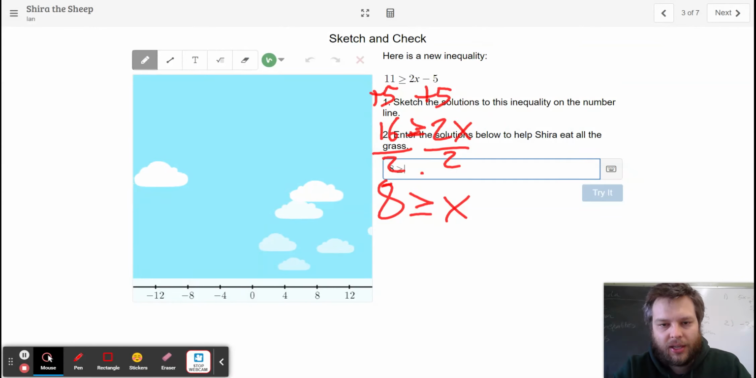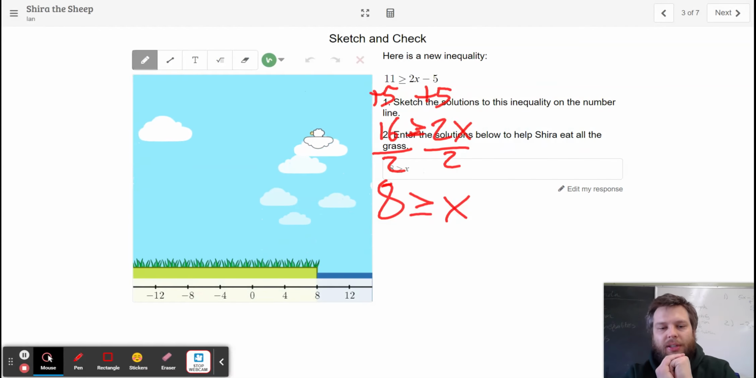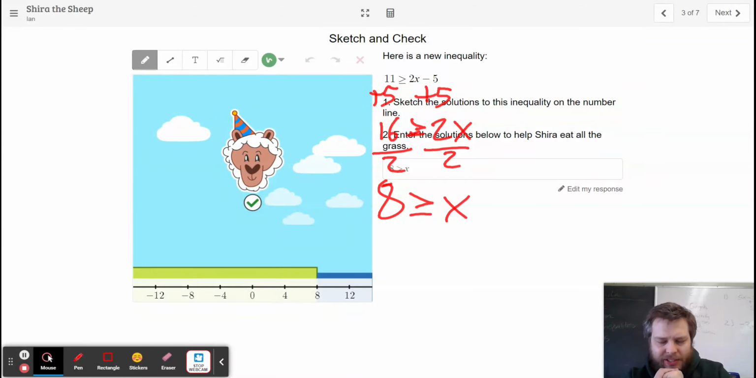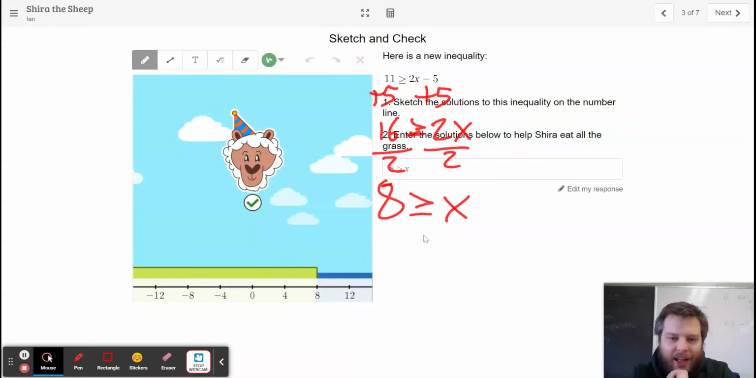I'm going to go ahead and just type in exactly that, 8 is greater than or equal to x. Greater than, just hit the equals key, x, and I want you to notice something. I typed in greater than, but Shira walked to the left. And that is different than what I just said on the previous slide. When it was greater than, Shira walked to the right, and when it was less than, Shira walked to the left. What's different here? The difference here is that my letter x is on the right side of the inequality.